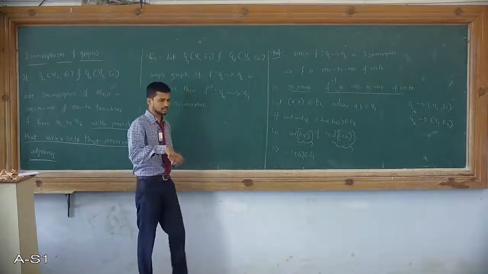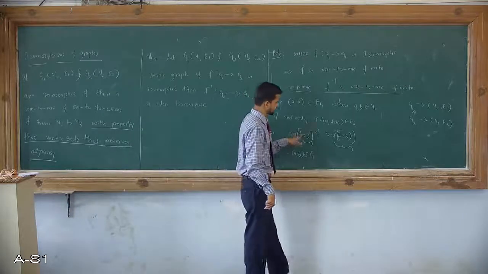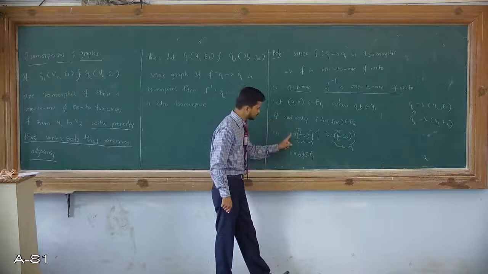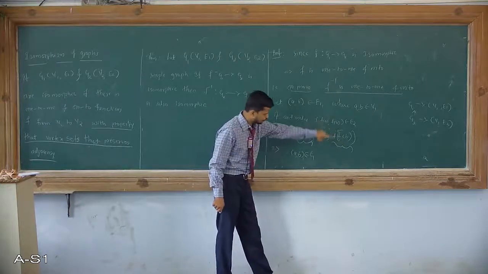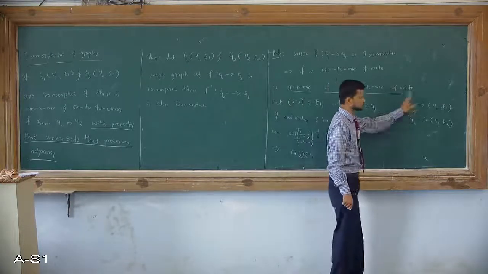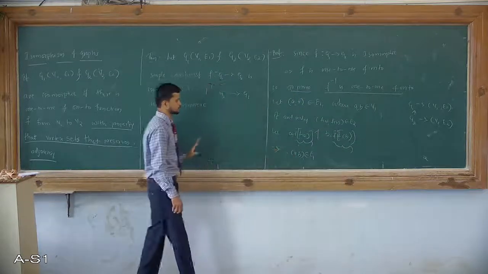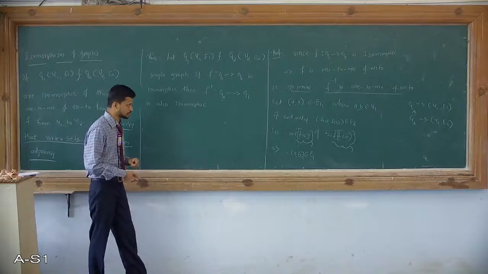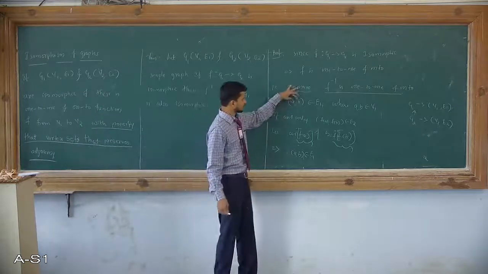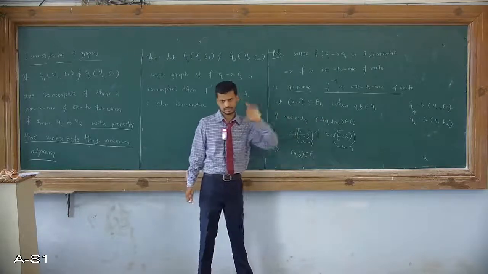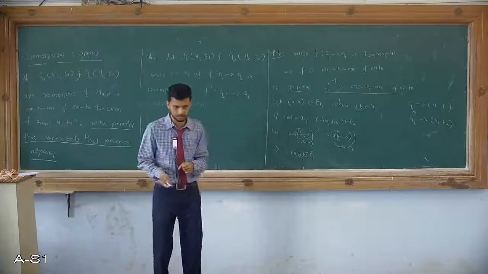Since F is invertible, F inverse of F of A is A, and F inverse of F of B is B. So if (F inverse of F of A, F inverse of F of B) belongs to this graph G2, then obviously they belong to G1. That is, (A, B) belongs to E1. So adjacency is preserved here. In other words, (F(A), F(B)) belongs to E2 if and only if (A, B) belongs to E1. In other words, F inverse of F of A.